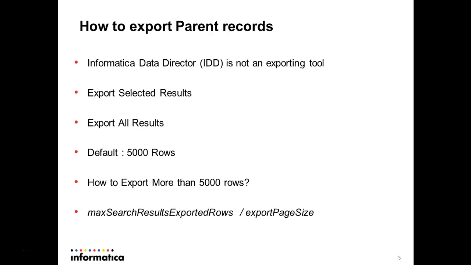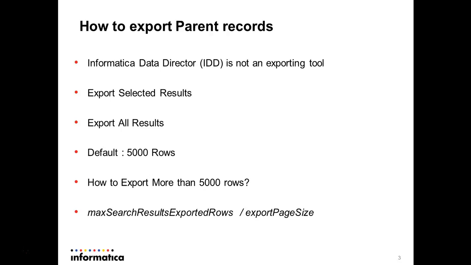And one more thing: IDD is not an exporting tool. So there is a conservative limit of only 5,000 rows as a default. We can increase this value to 10,000 or 15,000, whatever the requirement you have. There is a way we can do it, but we are suggesting customers not to increase this value, because there will be some performance implications if you increase it.